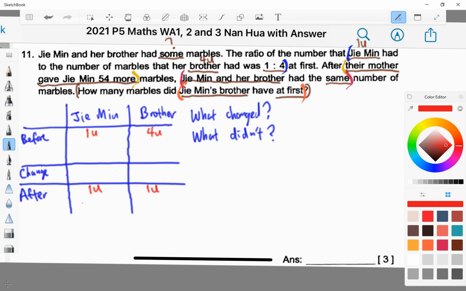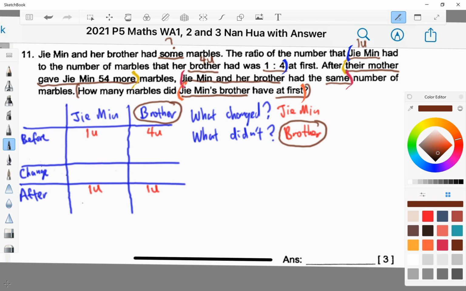When they ask me what changed, I would say it is Jiamin. Then what didn't change must be the brother. And our objective is to make what didn't change the same for the before and after. So let me circle the brother. And having circled the brother, I will circle the brother over here as well. And our job is to make the units for brother the same.